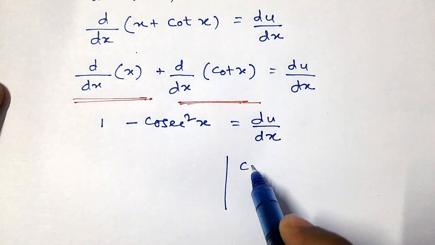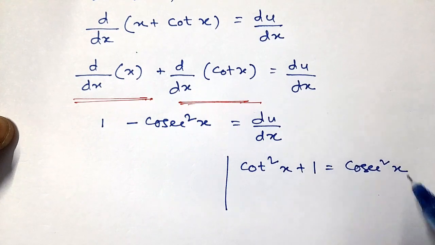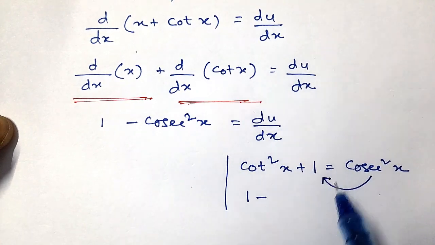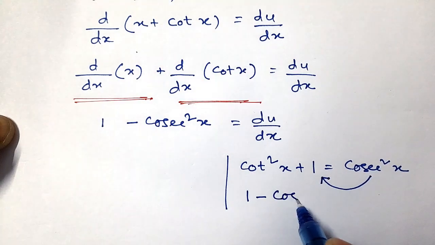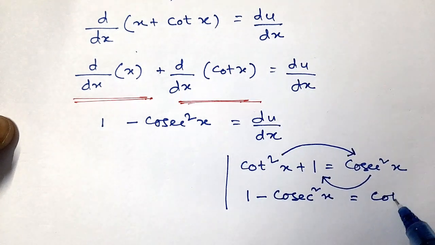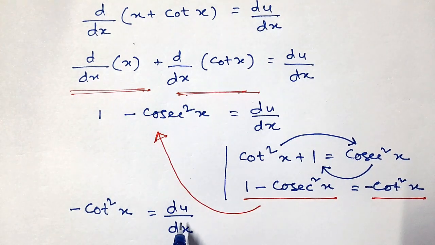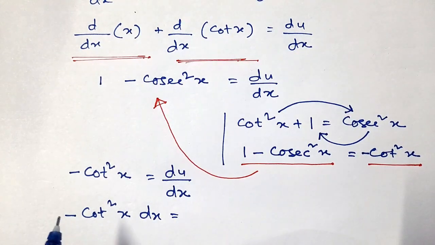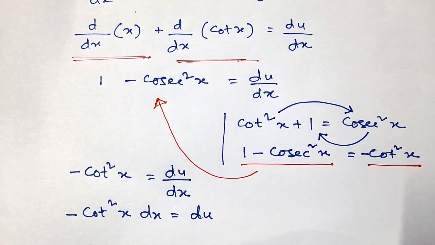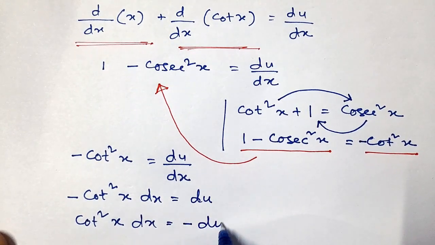Now we already know that cot square x plus 1 equals cosec square x. So we can write from here that 1, this cosec square x we will take to the left hand side of the equation. So this will be 1 minus cosec square x, and this cot square x will go to the right hand side of the equation. So this will be 1 minus cosec square x equals minus cot square x, which equals du/dx. So from here we can write that minus cot square x dx, this dx we can take here, equals du on the right side. So cot square x dx equals minus du.